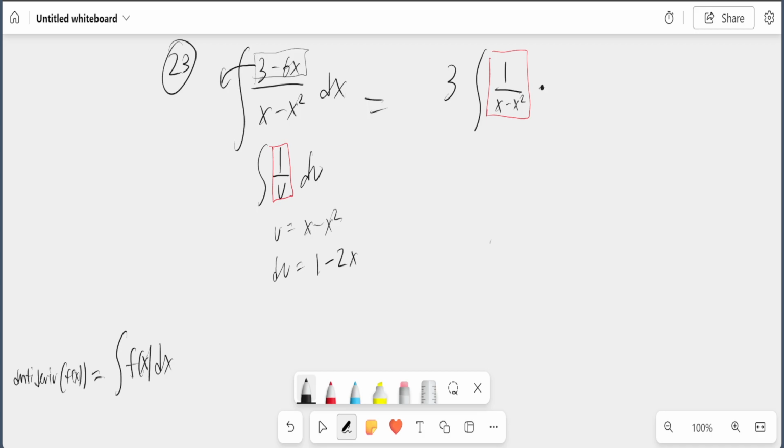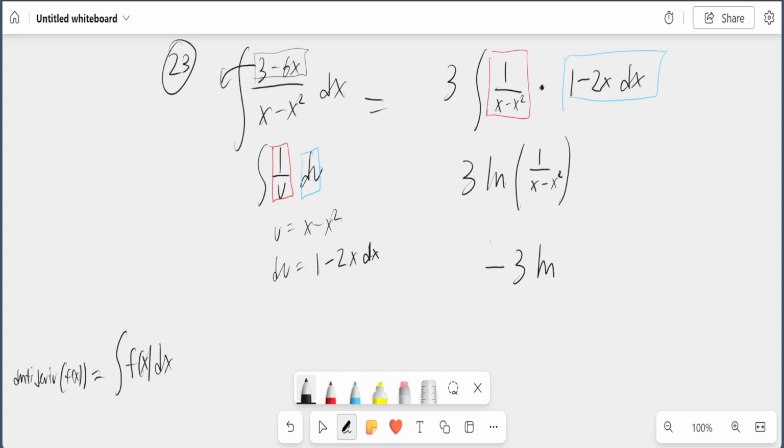Times 1, oh, and there should be a dx here, actually, because we took the derivative of both sides. So that's equal to 1 minus 2x dx, and that's our du over here. So that means that this is equal to 3 times ln u, which is 1 over x minus x squared. This doesn't look that pretty in my opinion, so I'm just going to put a negative ln of x minus x squared. And actually, I'm debating, should these be absolute value symbols or not?